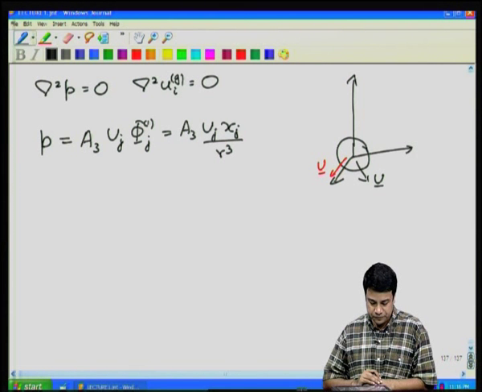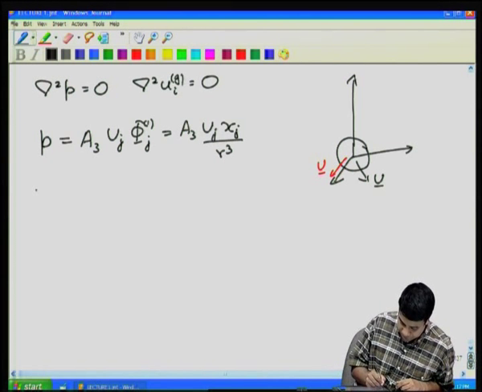Okay. Similar thing I need to do for the velocity, the general part of the velocity u_i general. Okay. u_i general is also linear in capital U, the vector capital U, and it is linear in one of the spherical harmonics. So, how do I write that? Okay.